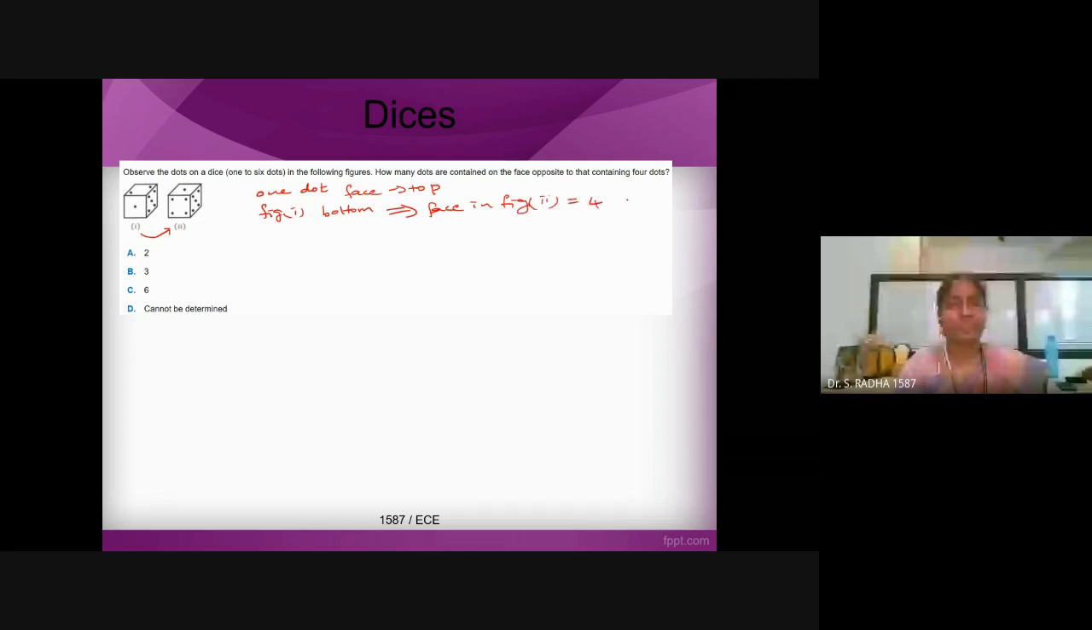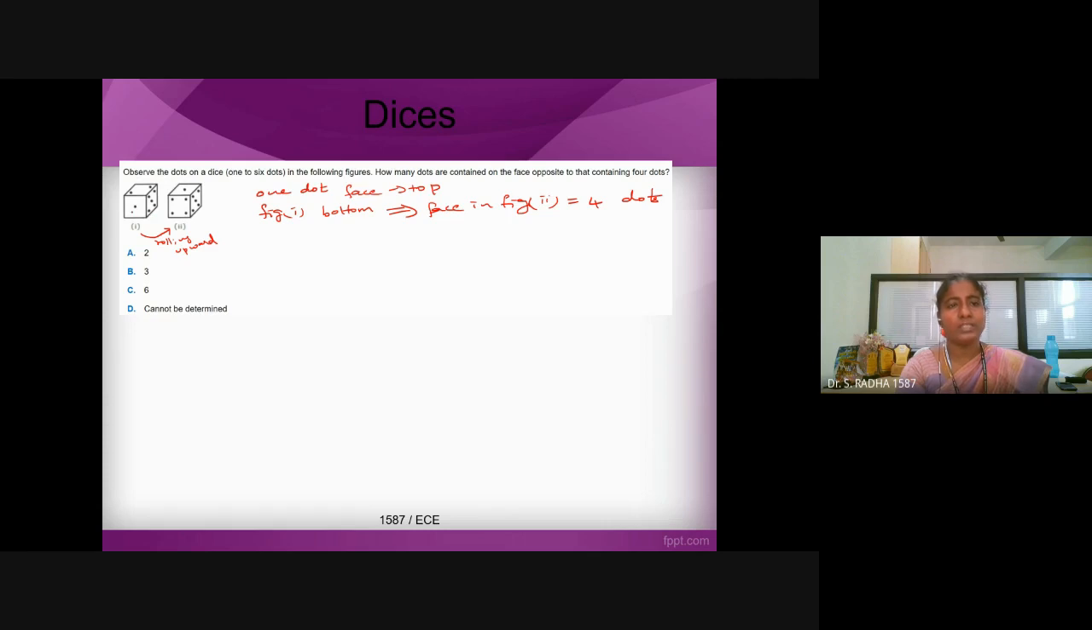That is nothing but 4 dots. It has become face in the second figure. From this observation, in figure 1, top is 2 when rolling takes place. Rolling upward takes place for the dice.